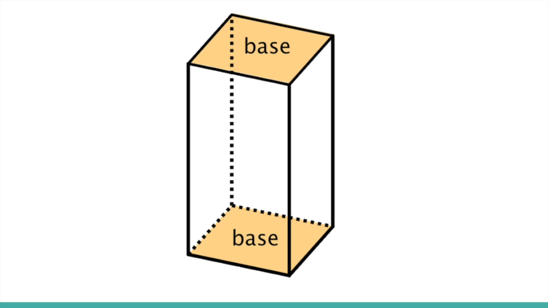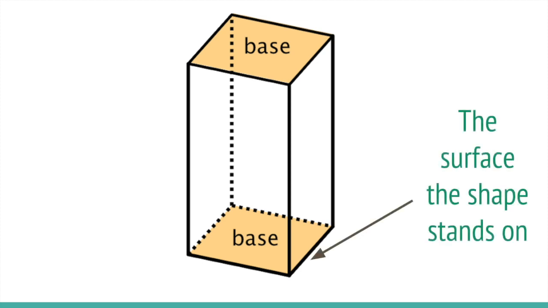So what does area of the base mean? Rectangular prisms and cubes have sides, right? Not just straight lines, like sides, a face. Okay, and they have these faces all the way around. The base is the surface the shape stands on. So when we're talking about the area of the base, we are looking for the area of the shape that the three-dimensional shape stands on.